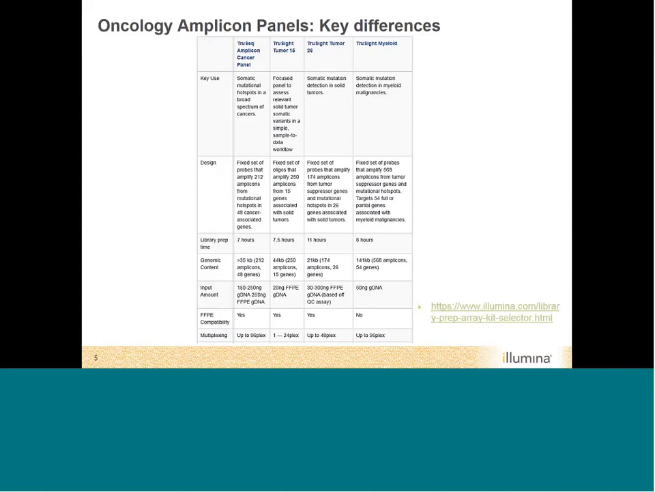The table also lists the time that the library prep takes, the genomic content size, and things like input amount and whether or not it is FFPE compatible. You can also, from the kit selector, directly go to the product page and the support page of each of these panels to get even more information.